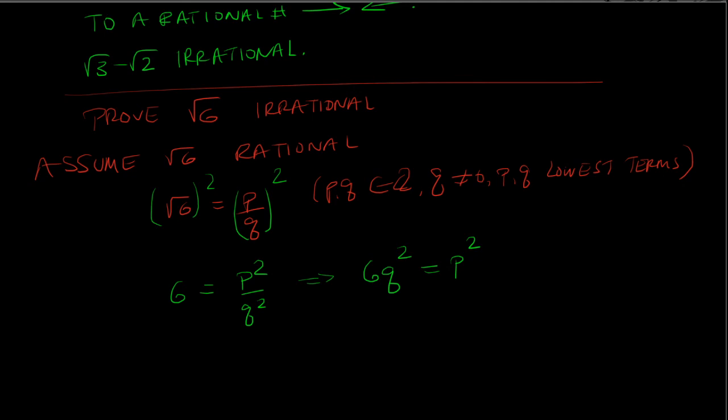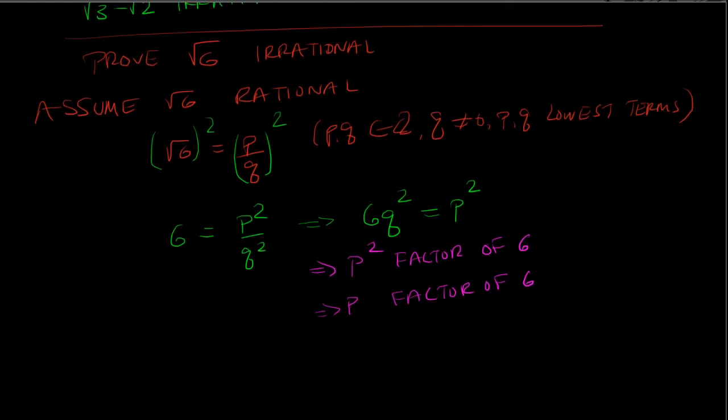So p squared has a factor of 6. That means that p must have a factor of 6. Just think about it. If p squared has a factor of 6, and p is a factor of p squared, that means p has a factor of 6. Kind of like the transitive property. So we can write p as a multiple of 6.